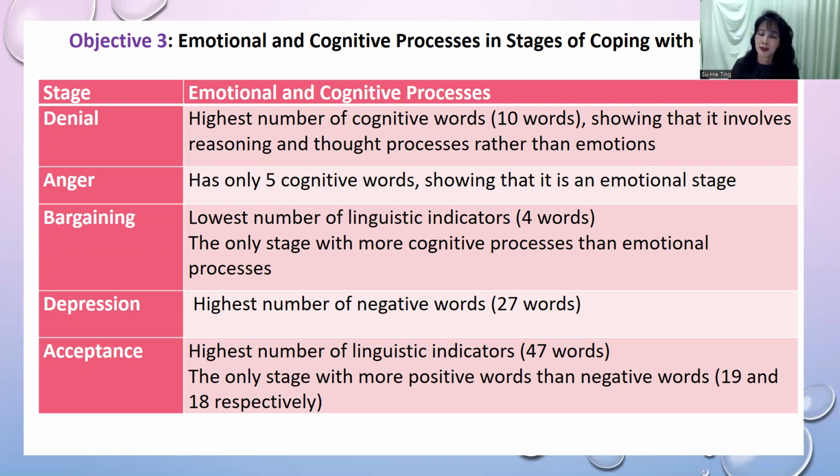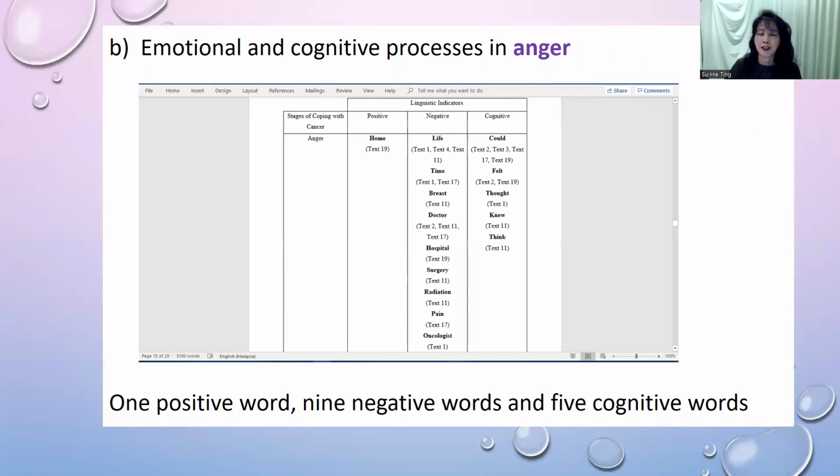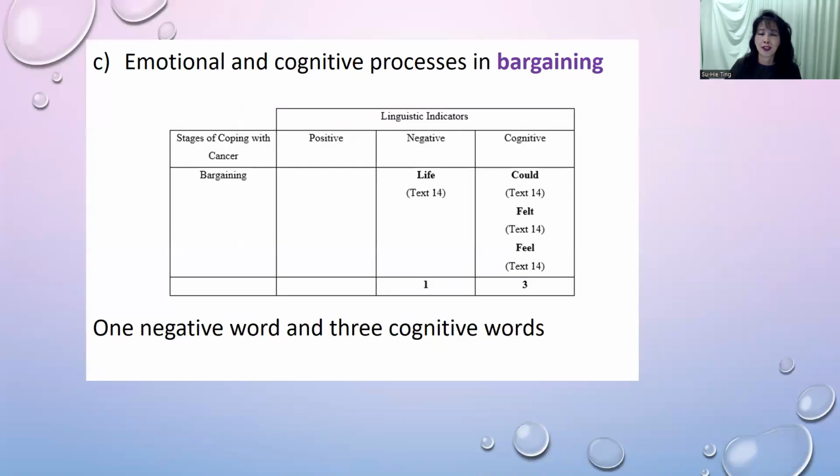Finally, acceptance, more positive words as expected, but also actually more of a cognitive process, as they rationalize and come to terms with how their life is different now, or how they cope with different kinds of treatment. So this analysis, by connecting the stages with the linguistic markers, actually brought out very interesting results. So here I will just go through and show you the different stages, which I have already described just now.